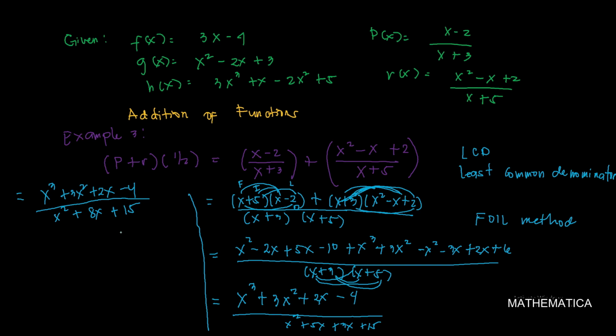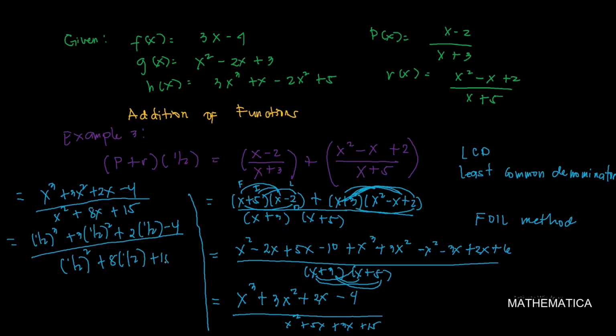So, nakuha tong 8x. Ito lang, combine like terms. 5x plus 3x, 8x. So, since meron tayong given value ng x, which is 1/2, we just need to substitute it sa lahat ng value ng x. So, magkakaroon tayo ng 1/2 cubed plus 3 multiplied by 1/2 squared plus 2 multiplied by 1/2 minus 4 over 1/2 squared plus 8 multiplied by 1/2 plus 15.